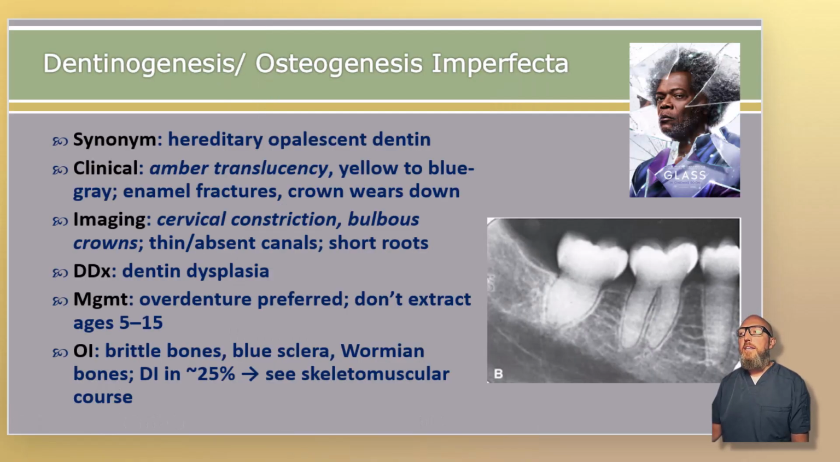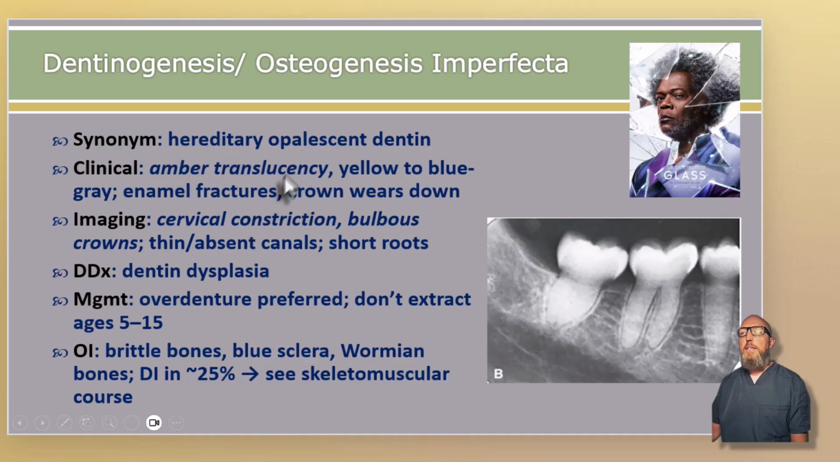All right, now getting to the Mr. Glass picture here. Why do I have an image of Mr. Glass? Well, osteogenesis imperfecta is the disease that he had. In fact, during my skeletal muscular lecture, I themed the whole lecture after Mr. Glass, so we'll revisit this later. But let's focus on the dentinogenesis part, because that's what has to do with this lecture.